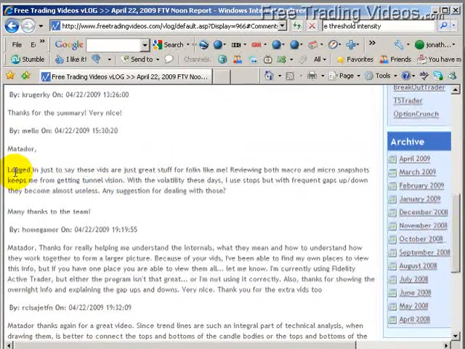So here's one. Logged in to say these vids are great stuff for folks like me. Thank you very much. Reviewing both macro and micro snapshots keeps me from getting tunnel vision. With the volatility these days, I use stops, but the frequency of gaps up and down makes them almost useless. Any suggestions for dealing with those? And this actually, to me, gets into an idea of time frame and how I'm going to trade off that.